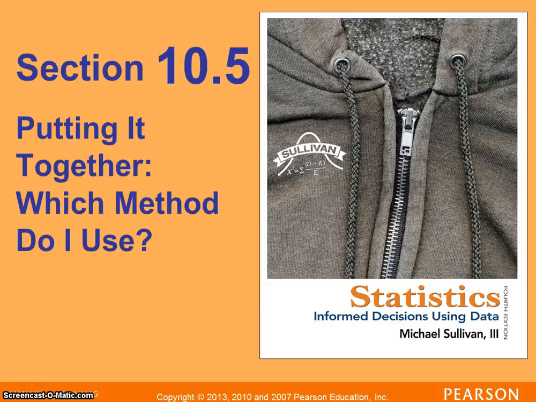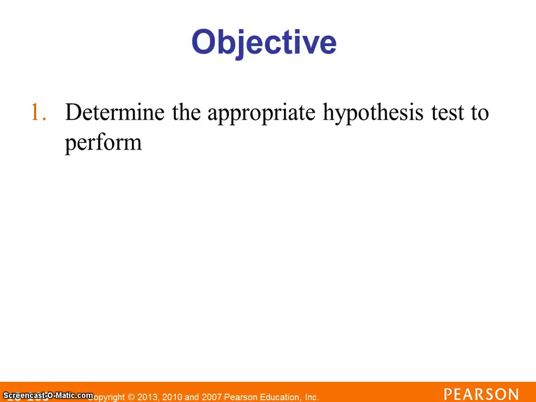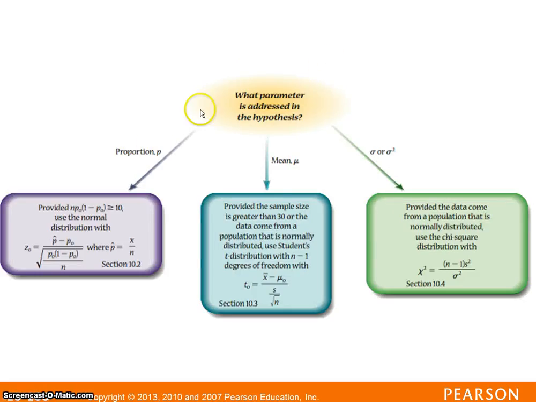Right, well, that pretty much finishes up section 10.6. The next section, 10.5, deals with putting all this stuff from the previous sections together, determining which method to use. Maybe just to give you a preview for that section, it will largely depend on what you're measuring. If you're measuring the proportion, you'd want to use this test statistic. If you're using the mean, you'd want to use this test statistic. If you're figuring sigma or sigma squared, you'd want to use this test statistic.